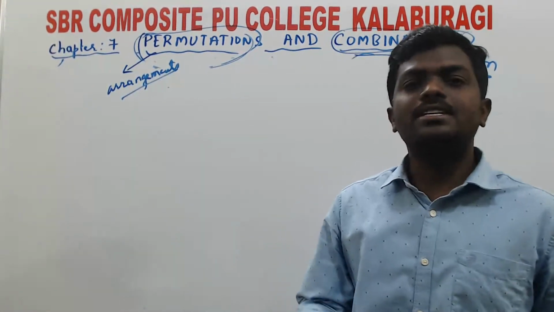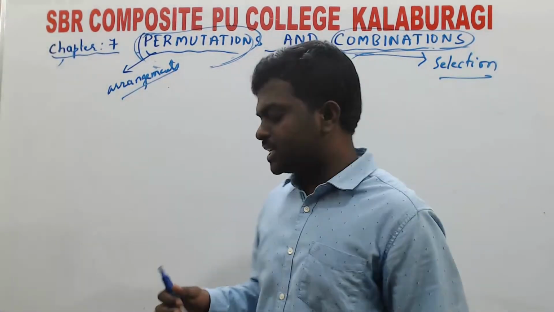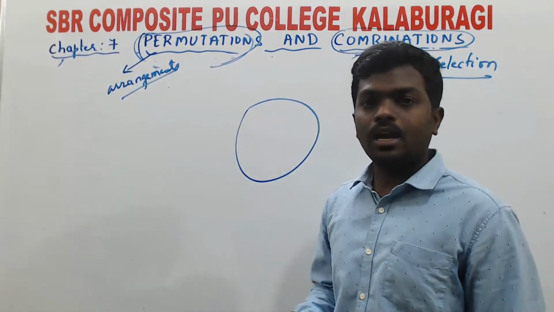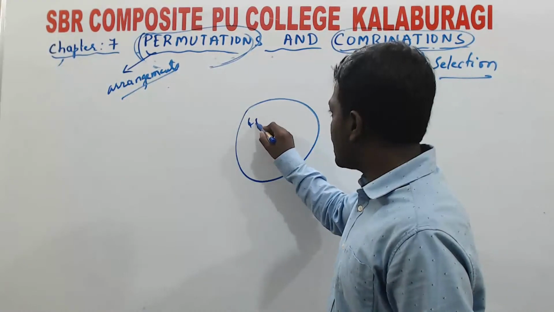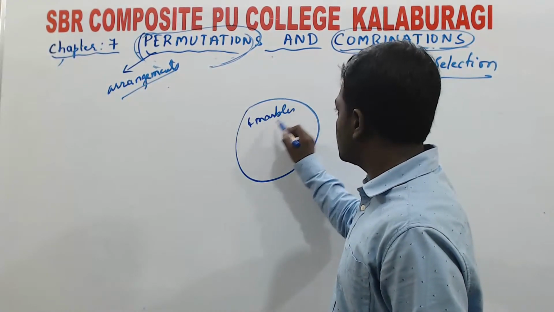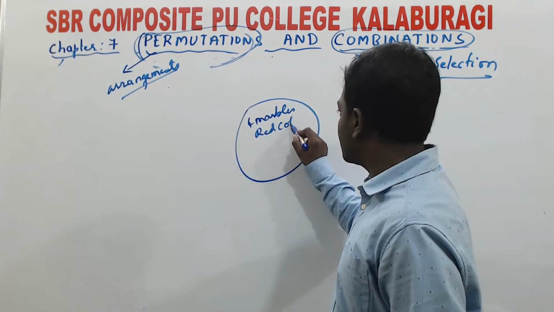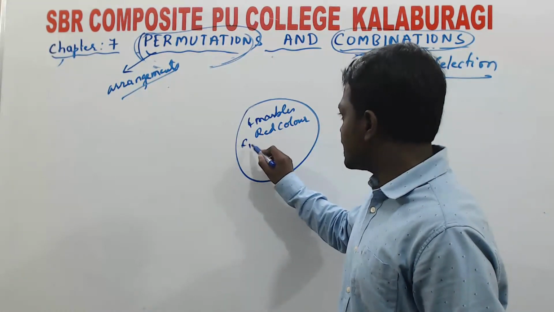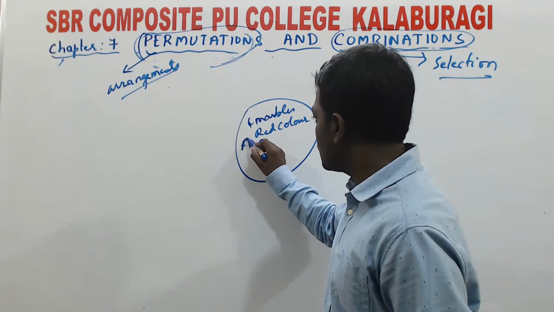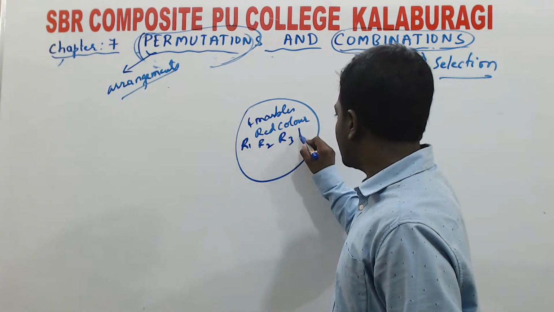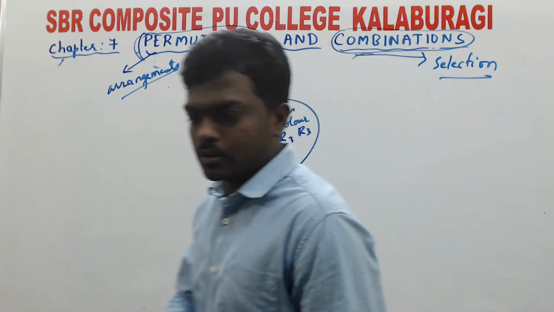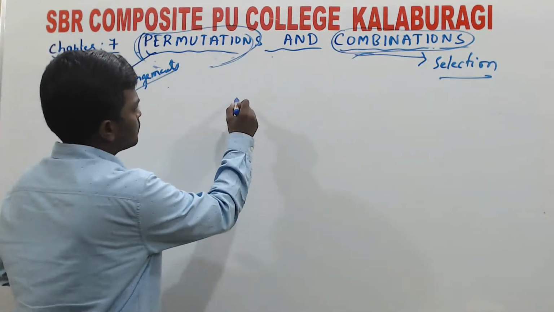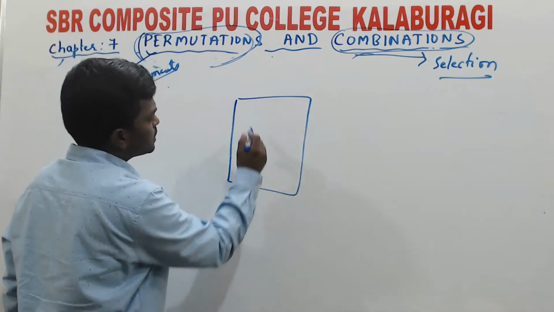One of the students is asking for another example on the addition principle. Let's say this is one bag. In this bag there are four marbles of red color, R1, R2, R3, R4. Let me draw it bigger. So this is one bag.